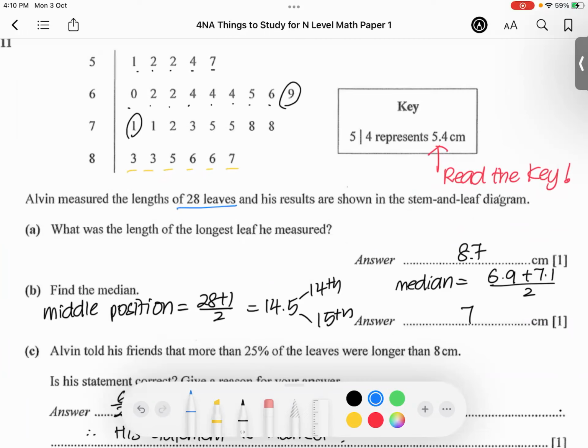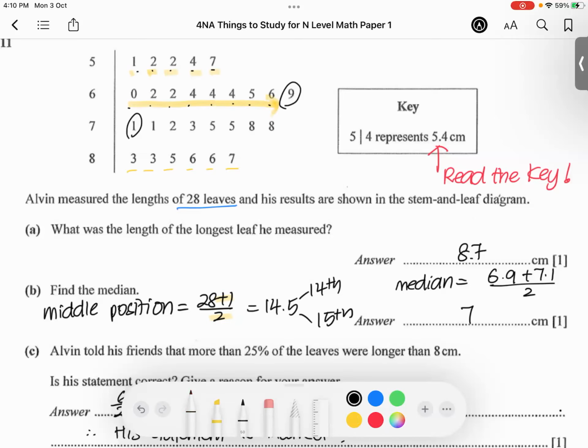N plus 1 over 2. That's the middle position. So the middle position is the 14th and 15th number. Count from the one nearest to the stem, outwards. So this is 1, 2, 3, 4, 5, from the one nearest to the stem outwards.